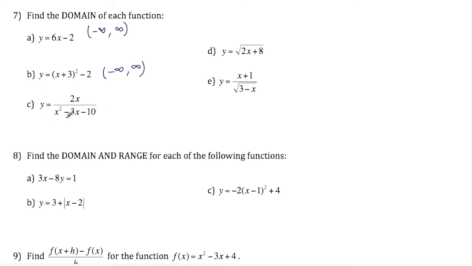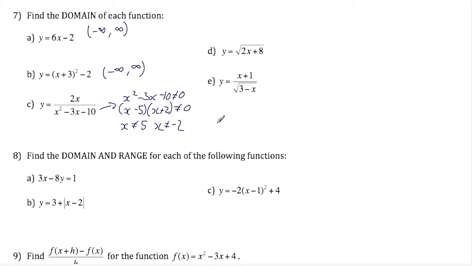All right, this one, what could x be? Well, this is a fraction. In a fraction, what can't happen? The denominator cannot be 0. So x squared minus 3x minus 10 cannot be 0. So what I do is I factor it. x minus 5 times x plus 2 cannot be 0. So if I solve both of these, I get x cannot be equal to 5. x cannot be equal to negative 2.